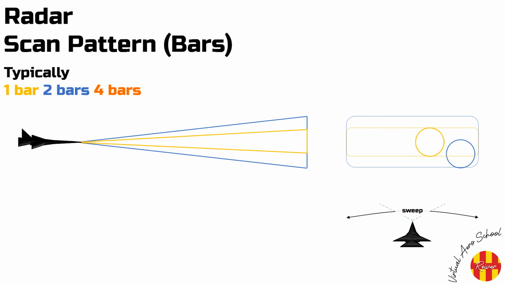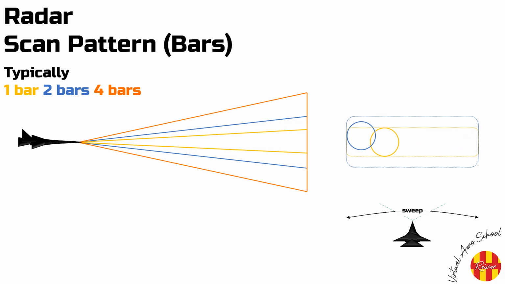As shown here, the blue sweep is covering two bars. Again, however, in doing so, the radar sweep takes longer to complete its full cycle, which means it may take longer for the target aircraft to be detected. Bars usually overlap slightly to ensure full coverage.